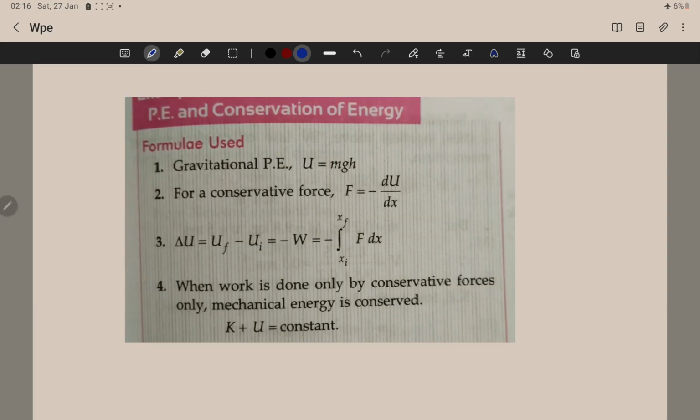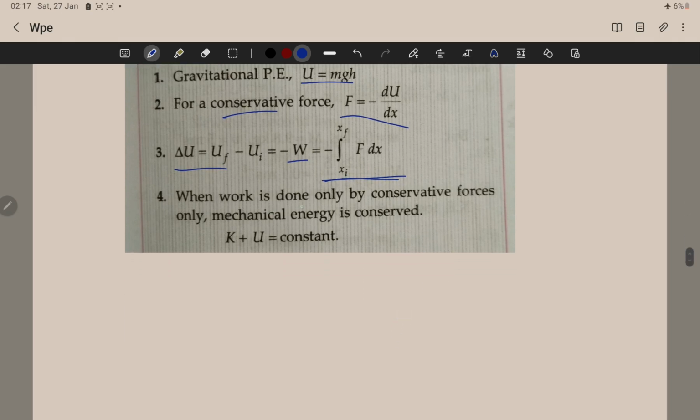Here some formulas are written in short. The gravitational potential energy is mgh, and for a conservative force, it is the negative gradient of potential energy. The change in potential energy is equal to the negative of the work done by the variable conservative force, which we can write as integral of F dx from x initial to x. Only when the work is done only by the conservative force is the mechanical energy conserved, which means the sum of kinetic and potential energy is constant.